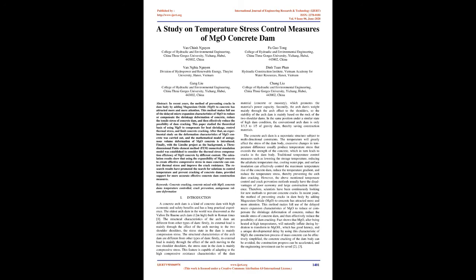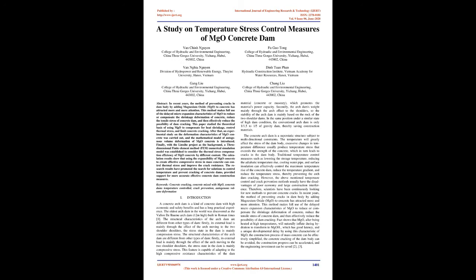This feature is capable of adapting to the high compressive resistance characteristics of the dam material, concrete or masonry, which promotes the material's power capacity. Secondly, the arch dam's weight is mainly transmitted through the arch effect to the shoulders, so the stability of the arch dam is mainly based on the rock of the two shoulders. In the same position under a similar high dam condition, the conventional arch dam is only 1/1.5 to 1/5 of a gravity dam, thereby saving construction materials.